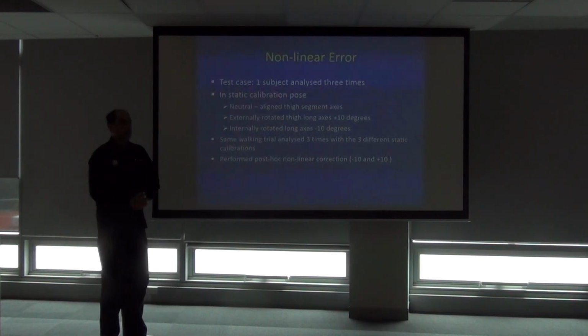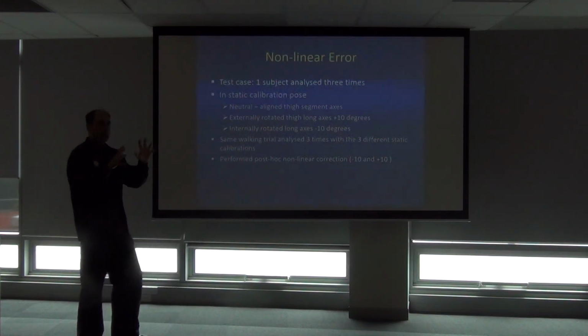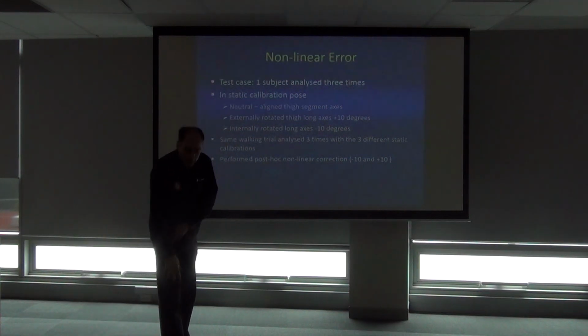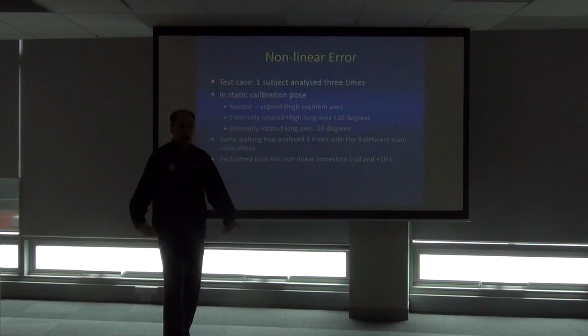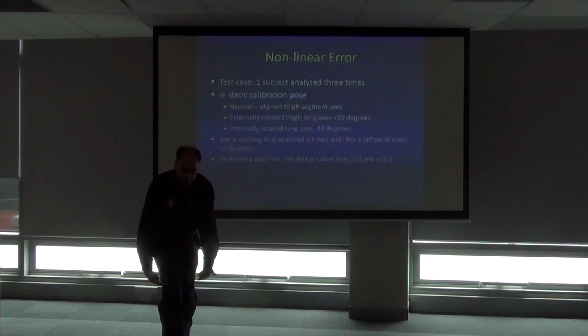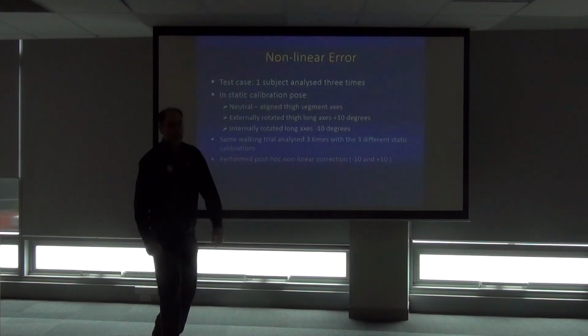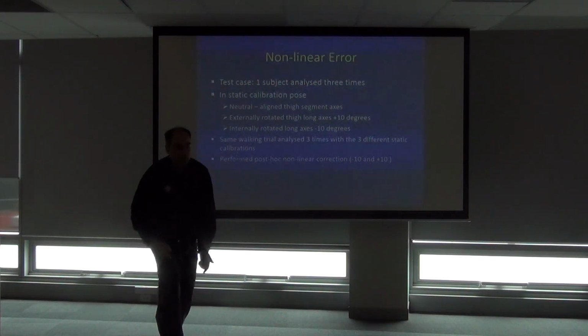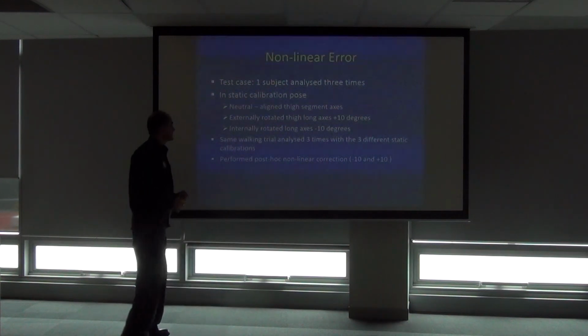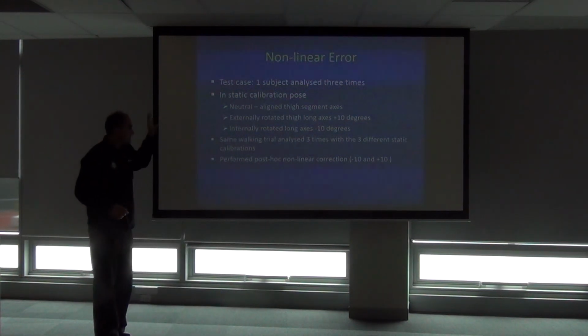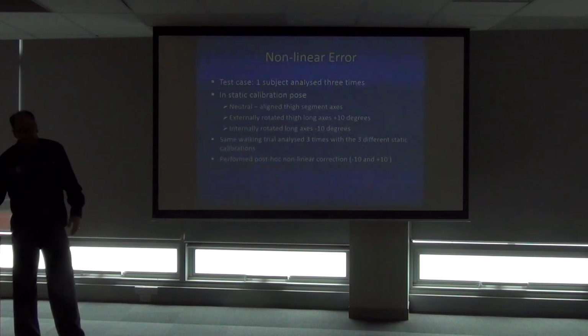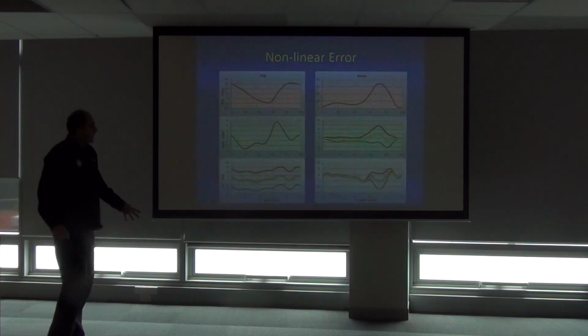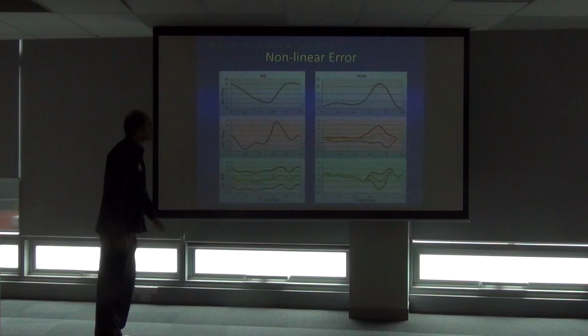Same data analysed, but with 3 static poses. One with the medial lateral axis of the knee aligned as best as you could with where it should be, and then twisted one way and then twisted another. So an error was introduced, plus and minus 10 degrees. Same trial, analysed 3 times.